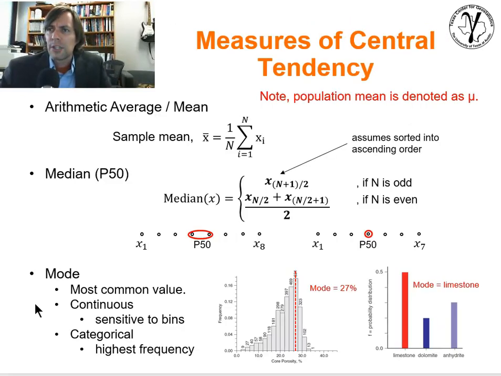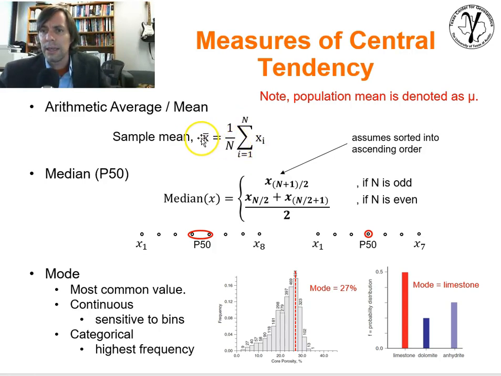So let's start with measures of central tendency. So the most straightforward and easy to understand is the arithmetic average. I think many of us know about the average. It might also be called the mean. And the calculation of the arithmetic average is pretty straightforward. You simply take all of your data, sum it together, and then divide it by the number of data.